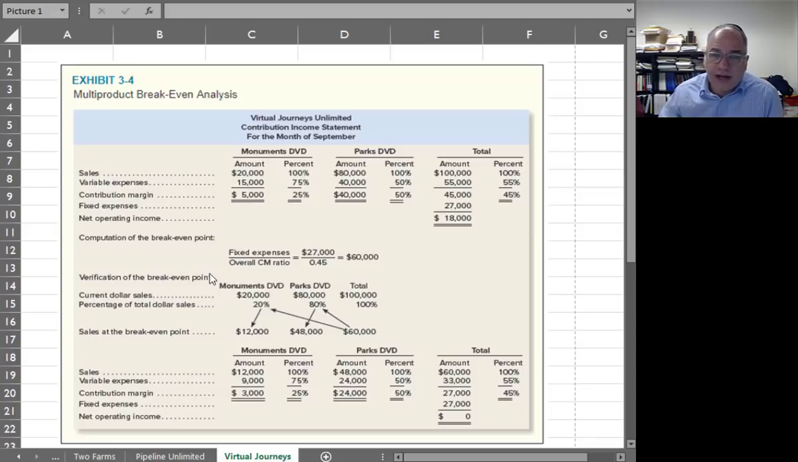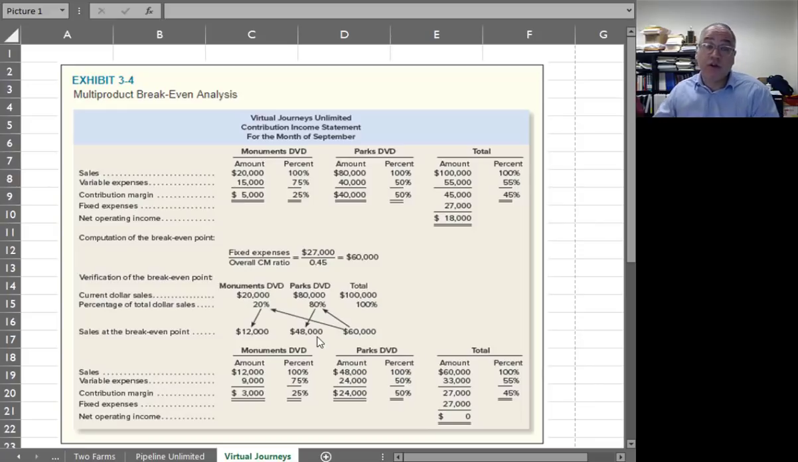And you can verify this. Right now you have 20,000 sales of monuments and 80,000 sales of parks, that's 100,000 in sales. 20% of your sales are monuments and 80% are parks. So your total is 100% again. So if the break-even point is 60,000 in sales, then 20% of that should be monuments, and 80% of that should be parks DVD.